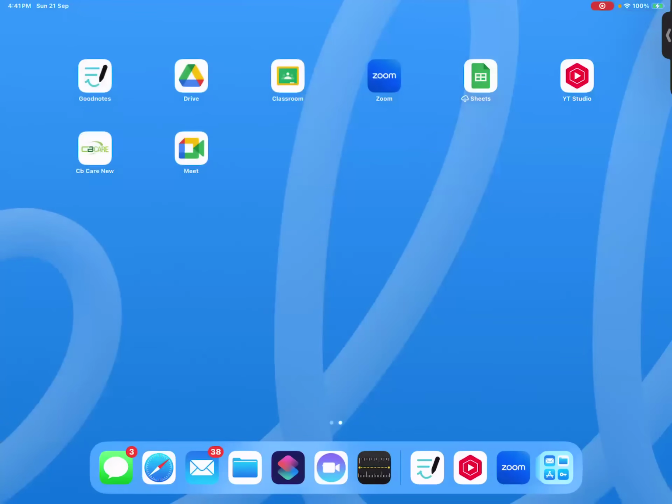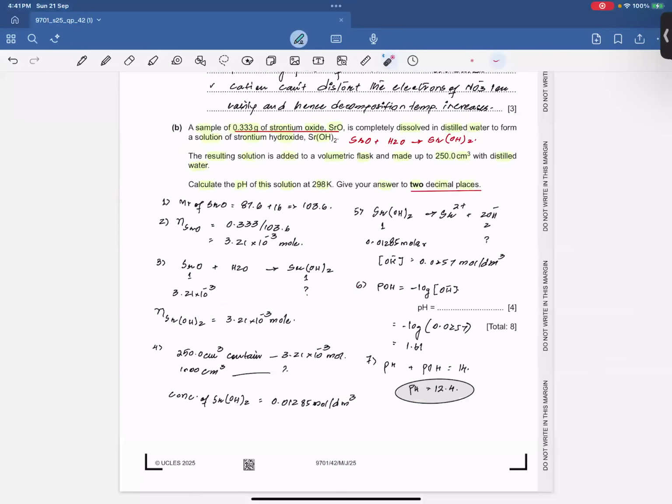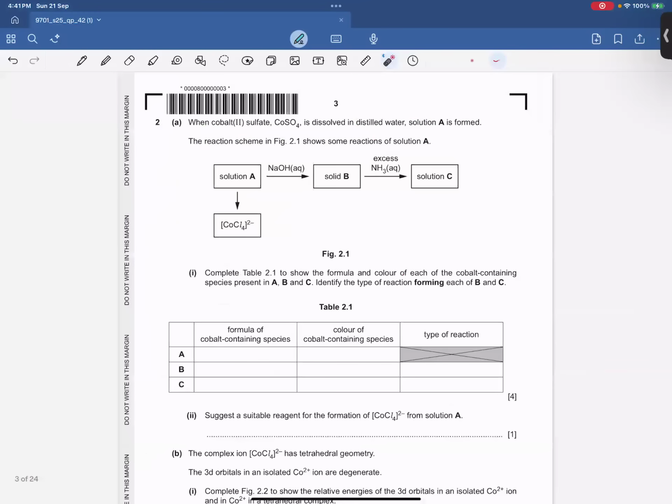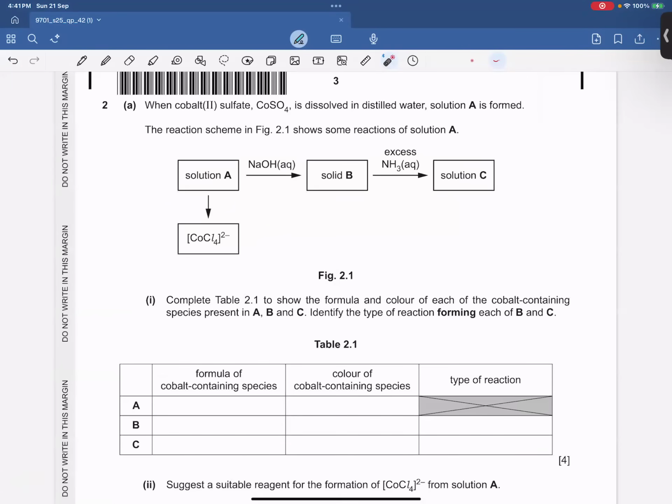All right. Let's start with question number 2. It seems like this question belongs to transition elements, and transition elements is one of the most important chapters in entire A2 chemistry, because this chapter will give you 28 to 30 marks out of 100. So that chapter is very, very crucial in order to get an A star in this subject. All right. Let's start with this question.